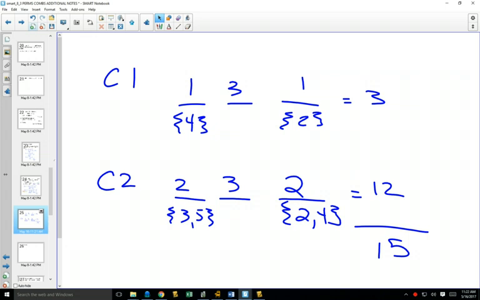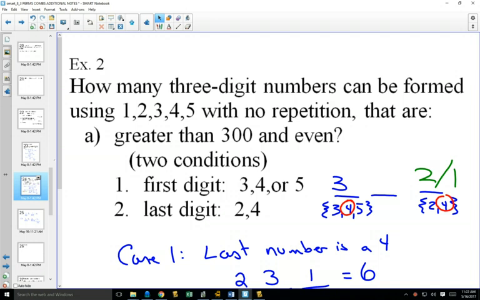So when I initially chose this, I looked at my 2 restrictions and said, oh, this one, the last number, because it's either a 2 or a 4, if I break that up, for sure it's only going to be 2 cases. And that might be a little bit easier to count.